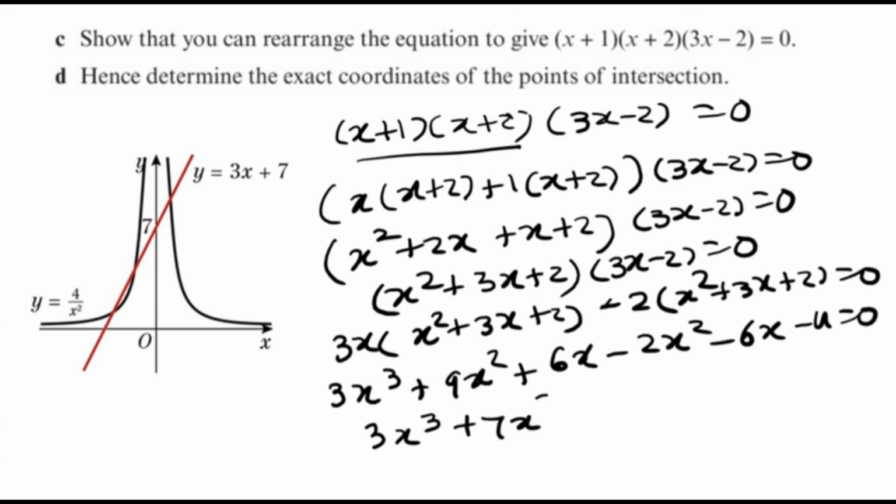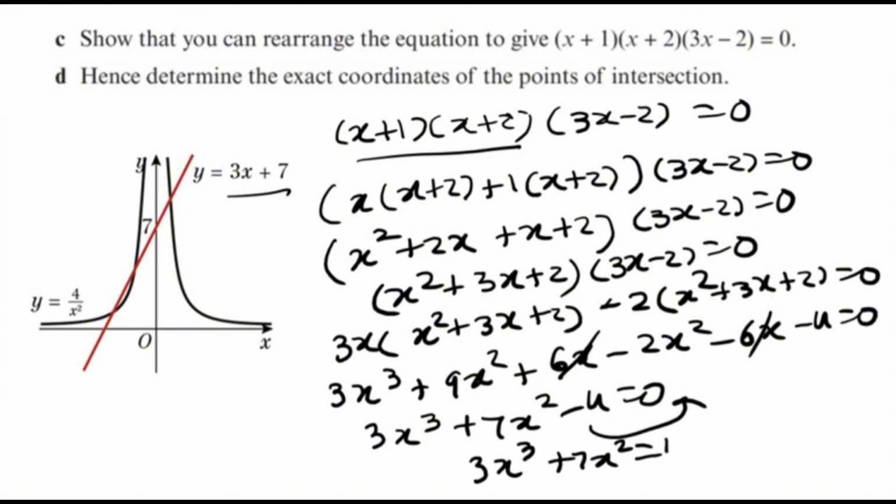So plus 7x squared plus 6x minus 6 will get cancelled, and minus 4 equals 0. Now we need it in this form of equation. So I am taking minus 4 to this side. So 3x cubed plus 7x squared is equal to 4.